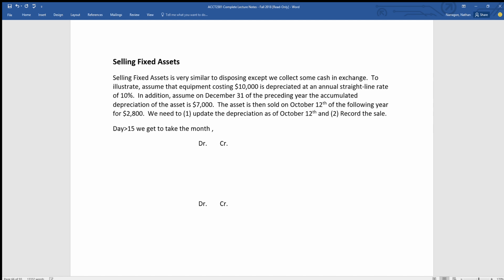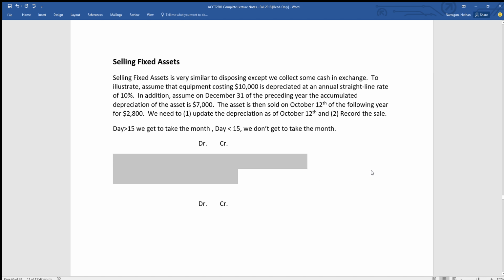On the other hand, if the day is less than 15, we don't get to take the month. Okay? That's important right there. As we see, this was in October, but we did not reach that 15-day threshold. And again, this is a rule that's basically for GAAP and IRS. Since it's less, we're only going to be able to take 9 complete months.